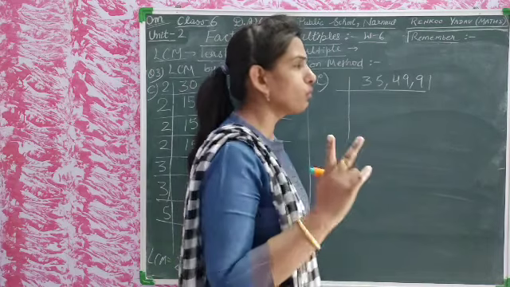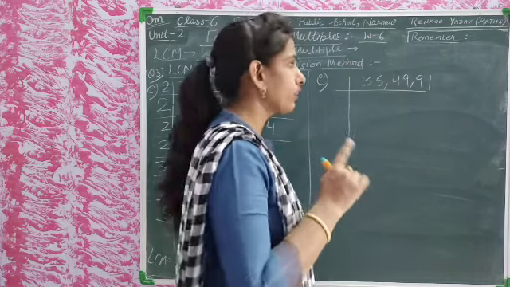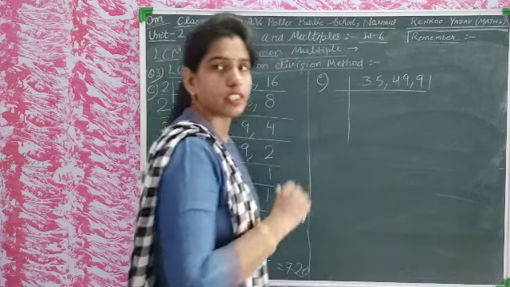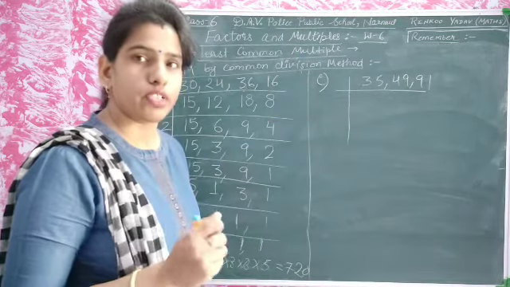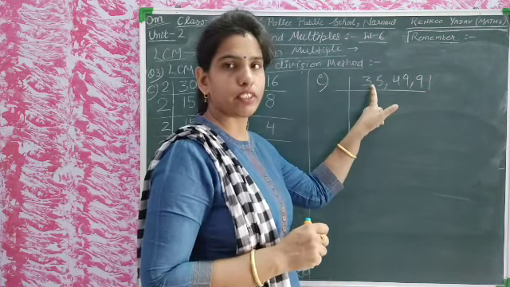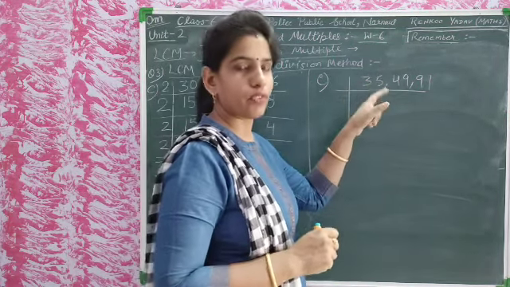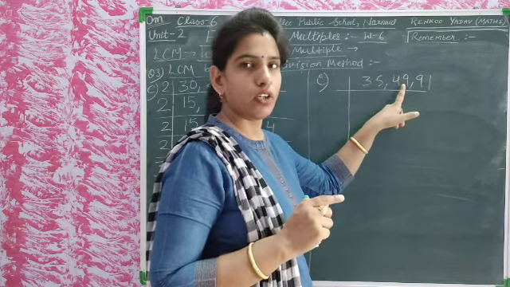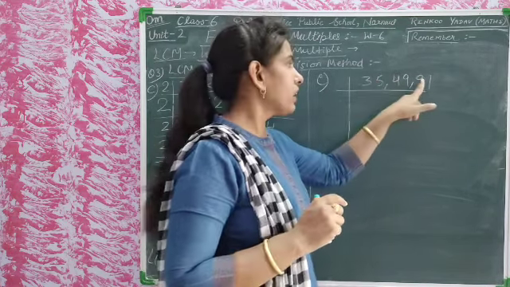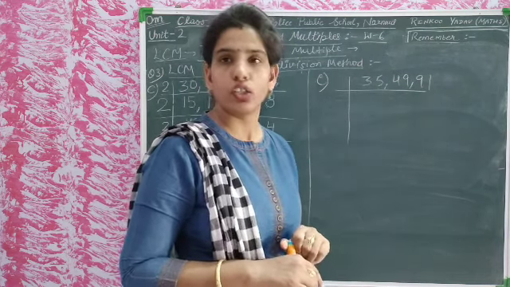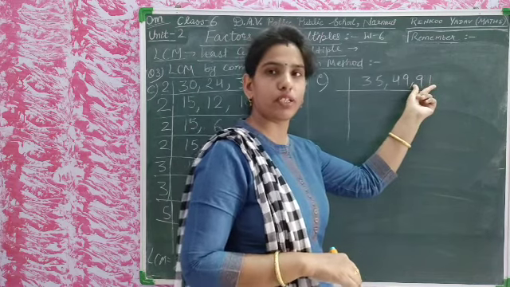Will it be divided by 2? No. Will it be divided by 3? No number is divided by 3. Let's check. 35 divided by 3? No. 5 plus 3 is 8, and 8 is not divisible by 3. It means this number is not divisible by 3. 4 plus 9 is 13. 13 divided by 3? No. 3 plus 1 is 4. Now 4, 9 plus 1 is 10. 10 divided by 3? No. It means this number is also not divisible by 3.